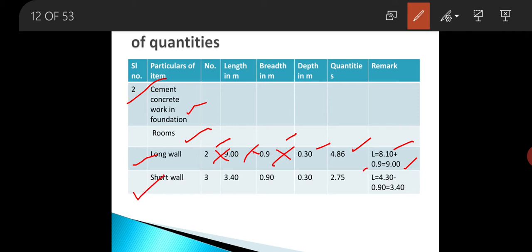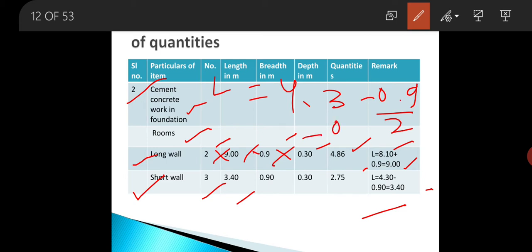Then short wall. So there are 3 numbers of short wall. So length will be equal to, write down in the remark column, the center to center length is 4.3. From that subtract 1 width, that is 0.9. So this will be equal to 3.4. So that means 4.3 minus 0.9 by 2 minus 0.9 by 2. So minus 0.9 by 2 from both the side means minus 0.9. So width is 0.9, depth is 0.3. Then by multiplying all these, we will get the quantity as 2.75 cubic meter.